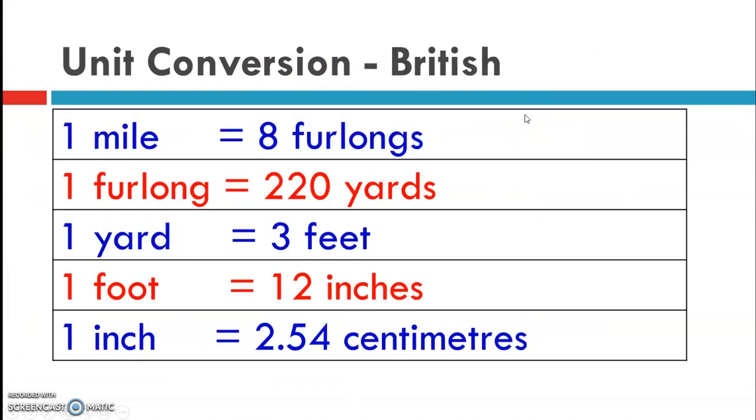Similarly, unit conversion in British. Sometimes in the numerical, the units given are in British units. So here we are also required to convert the units, and for that you are required to remember this. 1 mile is equal to 8 furlongs. 1 furlong is equal to 220 yards. 1 yard is equal to 3 feet. 1 foot is equal to 12 inches, and 1 inch is equal to 2.54 centimeters. So this unit conversion you are required to study and remember.